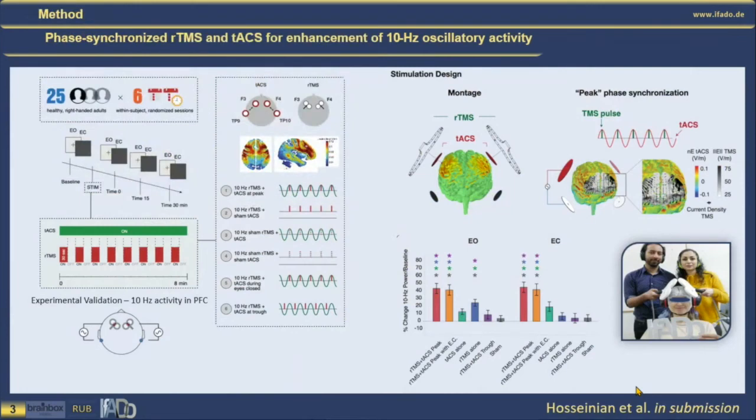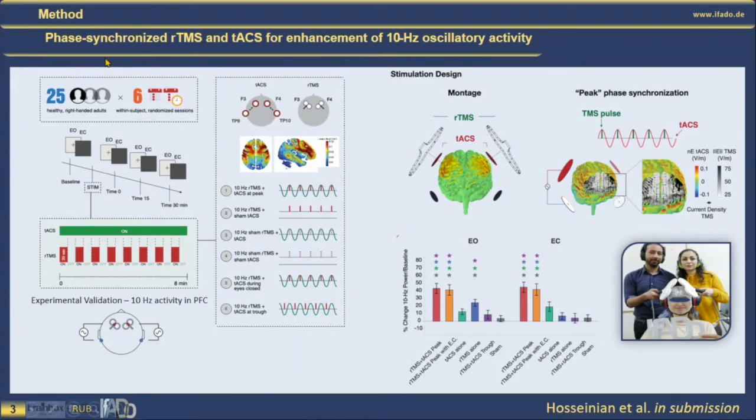For this aim, we designed a preliminary study, and we built an electrical circuit where rTMS pulses could be synchronized simultaneously with tACS, and both stimulation modalities could be synchronized with each other. Otherwise, the effect from one stimulation might cancel out the effects of the other one.